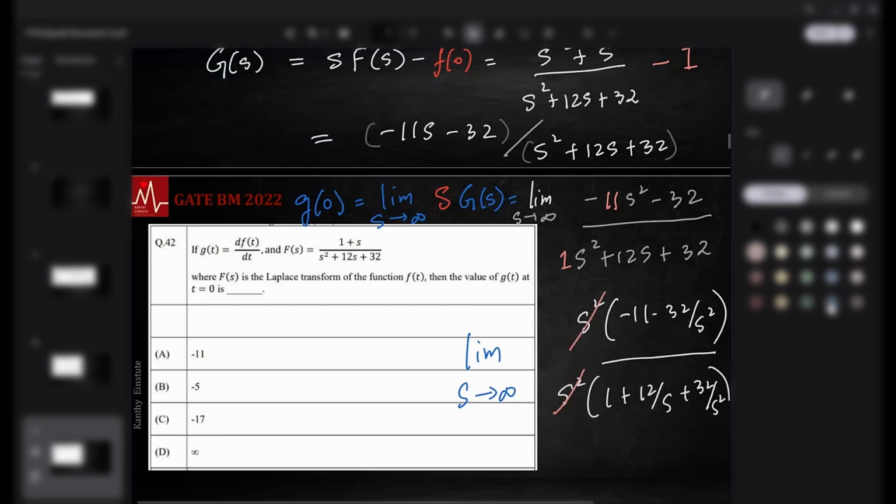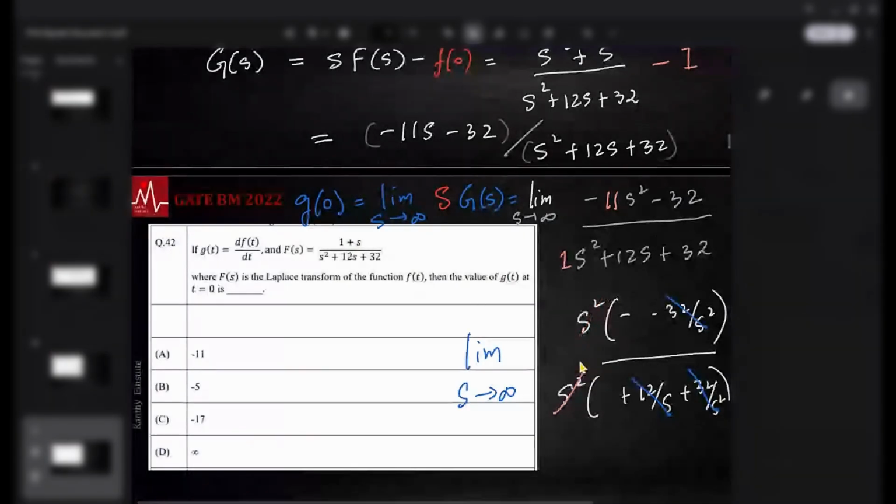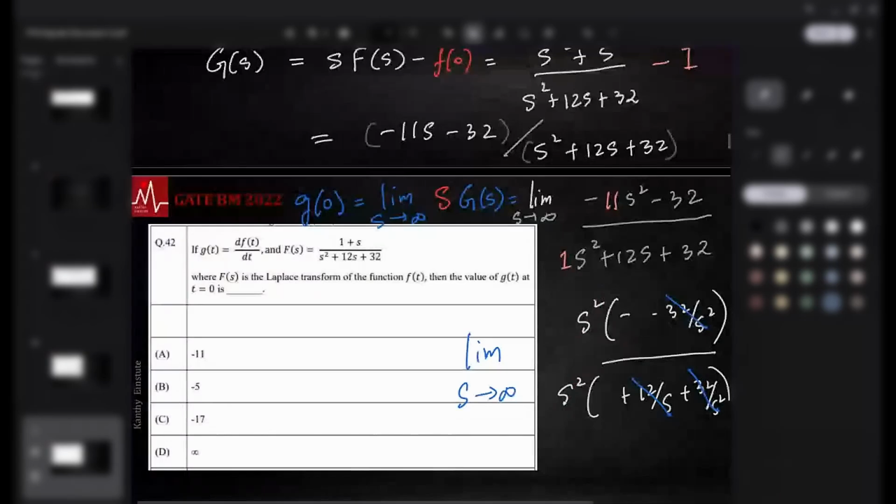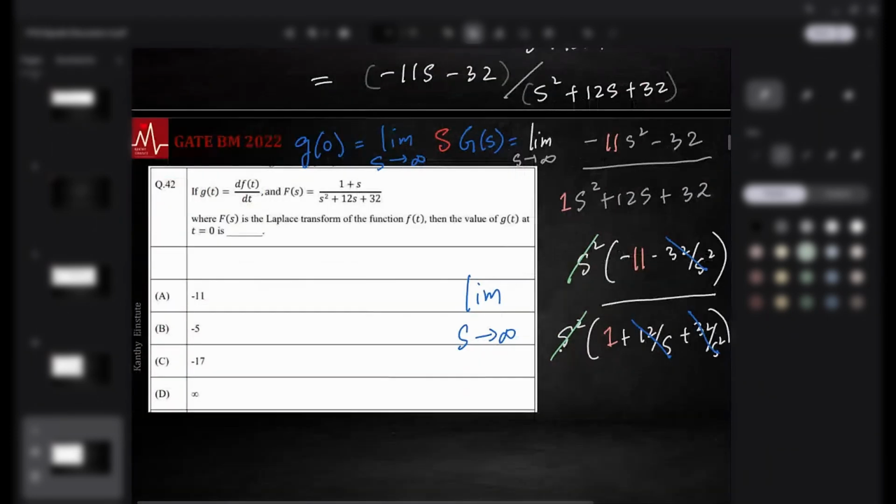When you substitute the limit, this term is 0, because 1 by s square is 1 by infinity square, which is 0. So what technically shows up is the ratio of the coefficients of the s square term. There will be an 11 that shows up, and a 1 that shows up. These two get cancelled. I pulled out the s square and cancelled that. That is your answer.